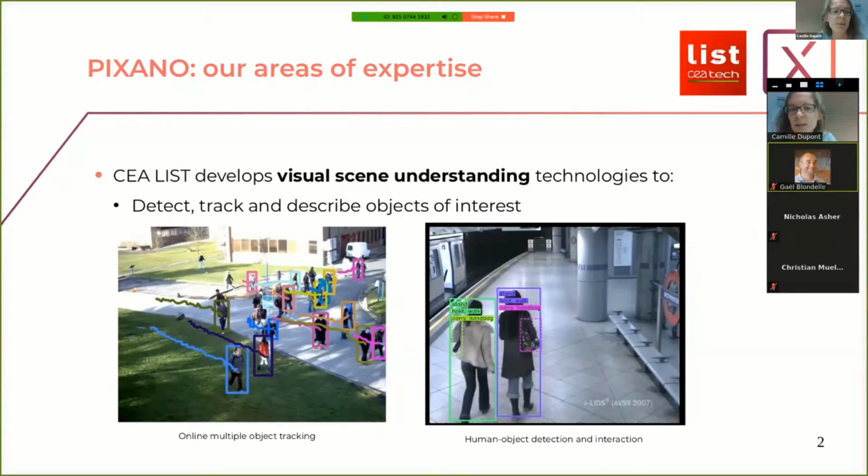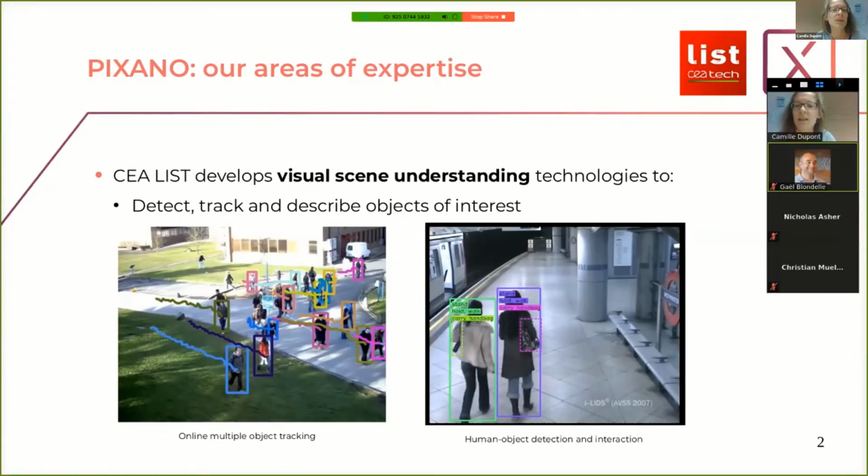The first example is detection. We have a few images here where we see that we detect people. So we have bounding boxes around people, and we have also bounding boxes around some objects. So that's what detection is.